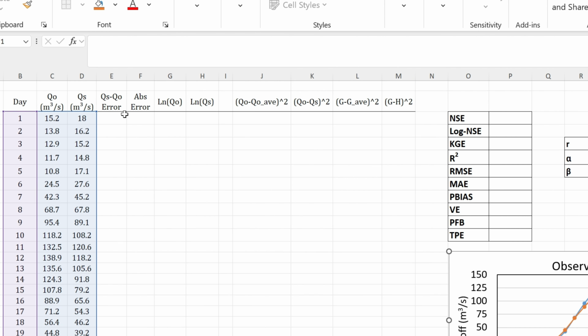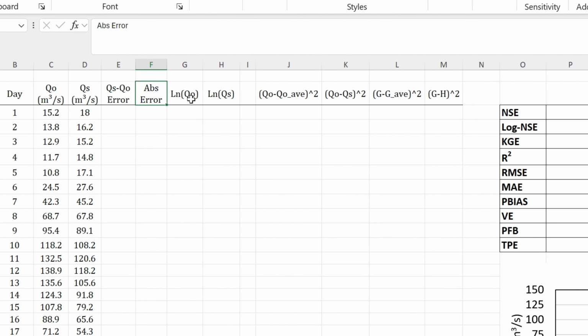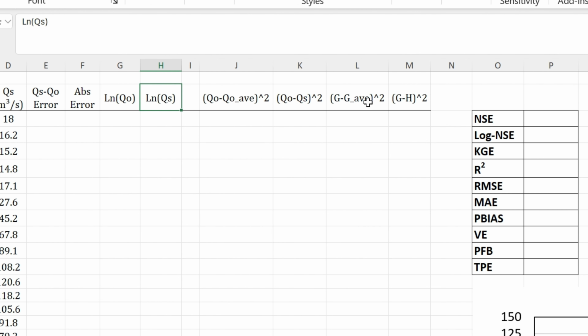I need to have some preparation here in Excel. First one is error, the simulated minus observed value. After that, the absolute value of it. Then, because of the log transform needed for the Log-NSE, I need to have the ln of observed Q and the ln of simulated Q. And then we have a bit of calculation here related to NSE and RMSE.